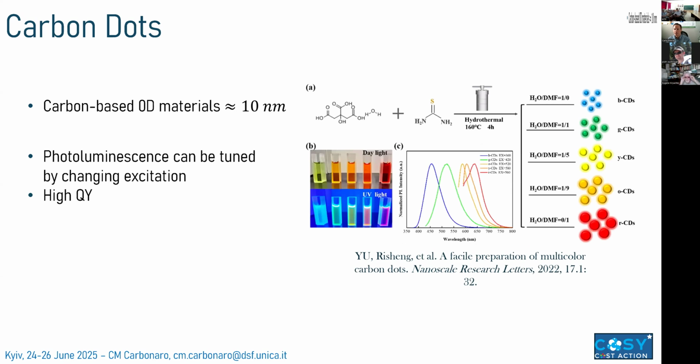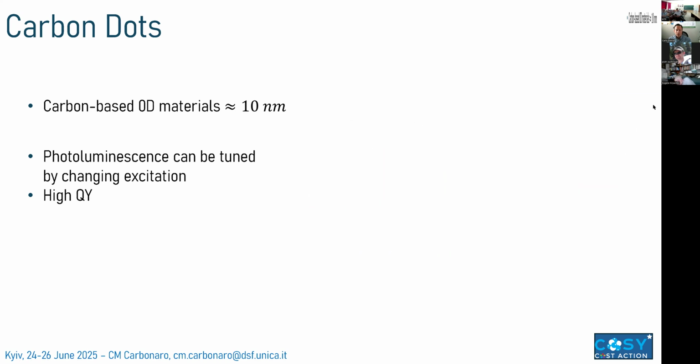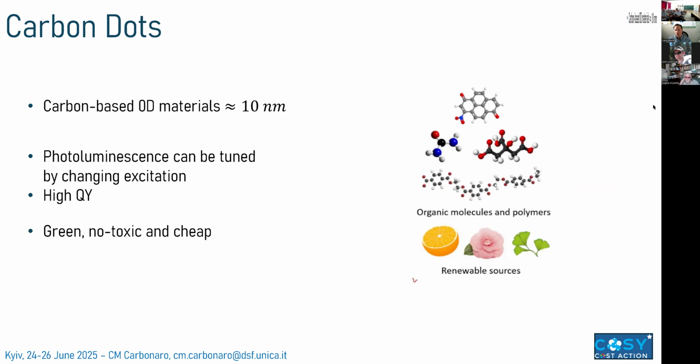They have a very interesting photoluminescence in the sense that the luminescence can be tuned by changing the excitation. So we can move from the blue to the red and the infrared emission with different, of course, quantum yield, which is quite high in the blue and the green, a little bit less in the region of the red, but we are working on that, of course. So we can have different kinds of carbon dots with high quantum yield of emission. We can also prepare them from organic molecules or polymers, and also from renewable sources. So they are in principle green, non-toxic, and cheap.